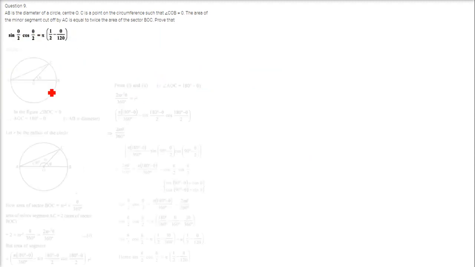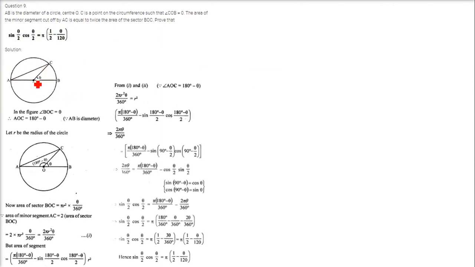AB is the diameter of a circle of center O. C is a point on the circumference, so C is here, such that COB, that is this angle, is theta degrees. The area of the minor segment cut off by AC, so this is AC, the area of this minor segment is equal to twice the area of the sector BOC.